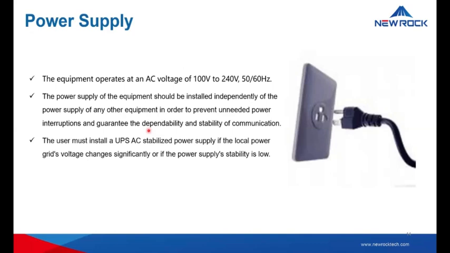The user must install a UPS AC stabilized power supply if the local power grid's voltage is not stable. So we need to have a UPS stabilized power. By the way, when you use a UPS AC stabilizer, you need to avoid power-off switching, as this will cause abnormal operation. It needs to be an online UPS to ensure that the equipment continues to function properly.